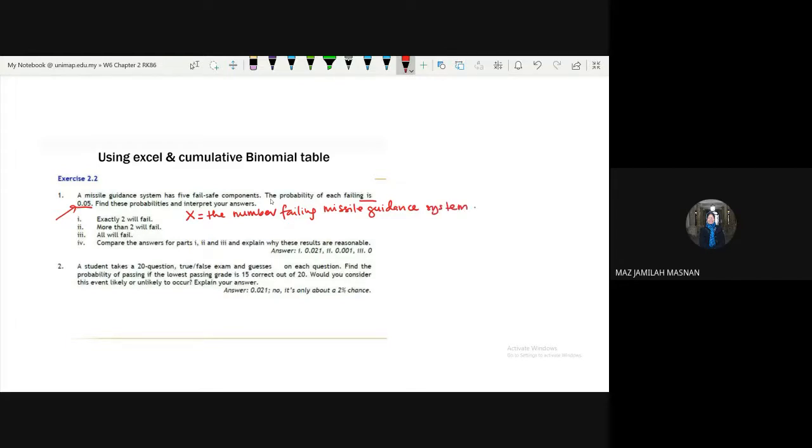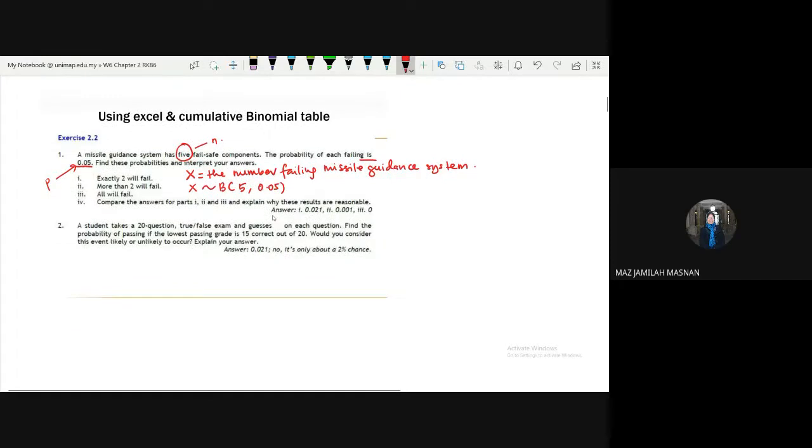From the given information, we know this is our P. What will be our N in this case, class? What will be the other number that you have in your question? You have 5, right? So this is your N. So in this case, X is binomially distributed with number of trials 5 and probability of success 0.05. Everyone got that?